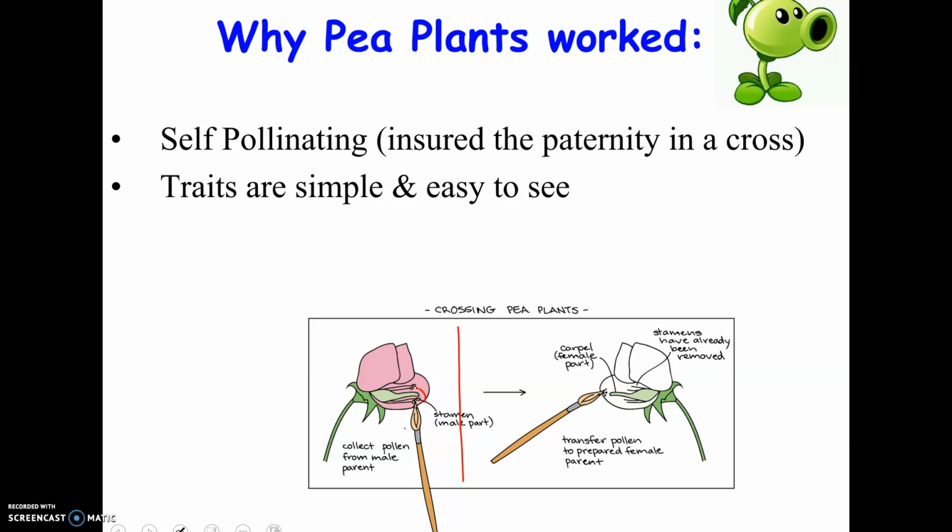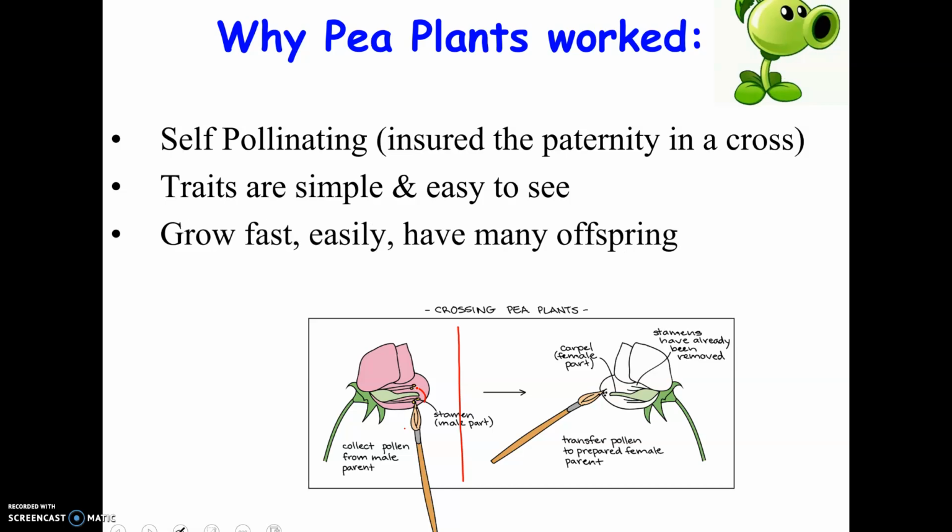Every trait he studied pretty much just had two versions, and they were very obvious. And the third thing, they grow fast, easily, and have a lot of offspring. So every pea is an offspring. One pea plant could produce 100 offspring, and then a couple of months later you have a whole other generation, and a whole other generation, and they were very easy to take care of.